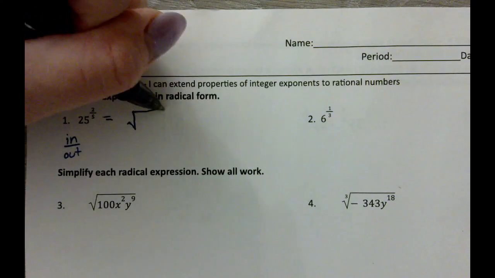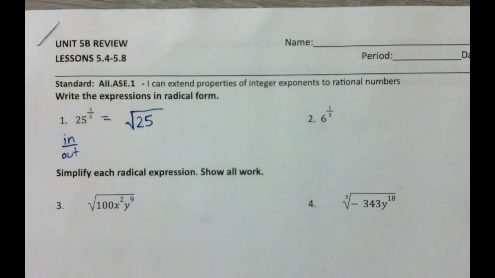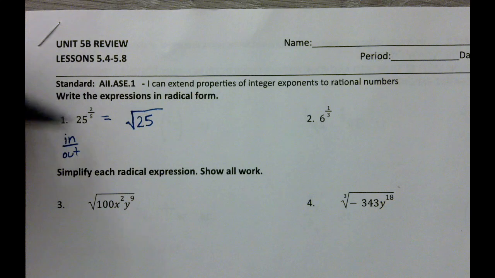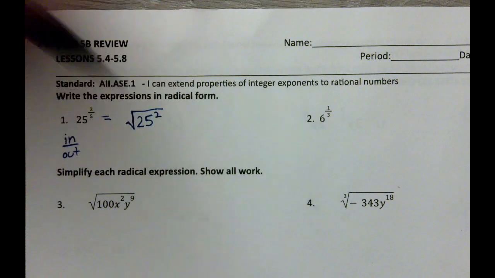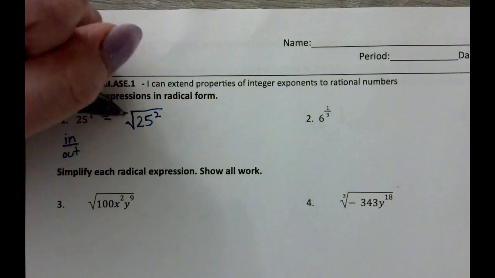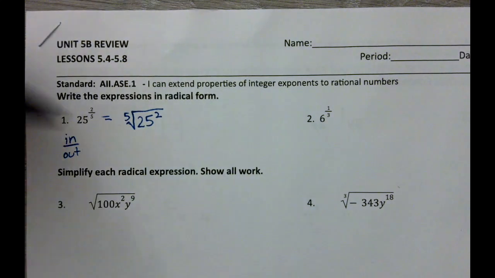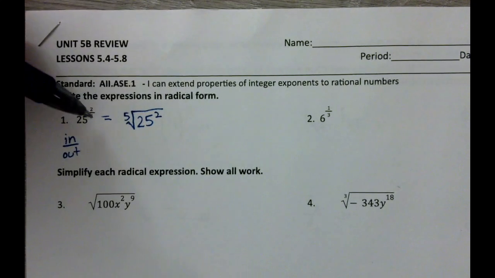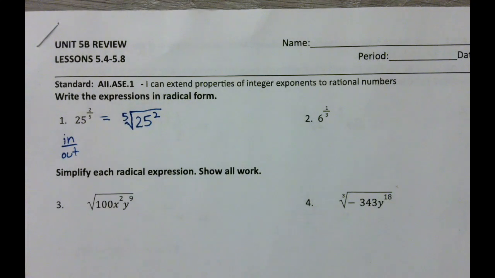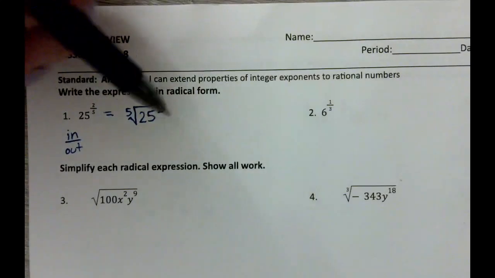So we make our radical, and we write 25 underneath it, our base, and then inside with the 25 is the 2, and then the 5 goes outside. If it helps, I always think of the top exponent being the exponent that goes on the 25 itself, so then 5 has to go outside. That's the only other place it can be. And that's all you have to do.